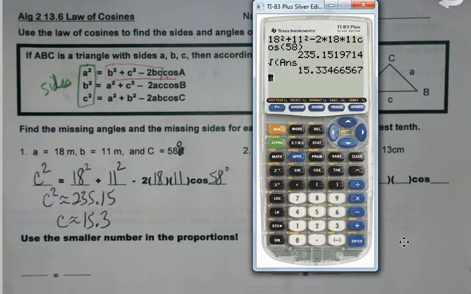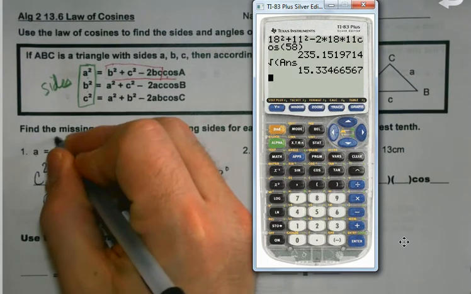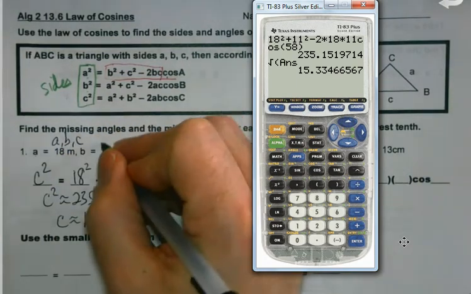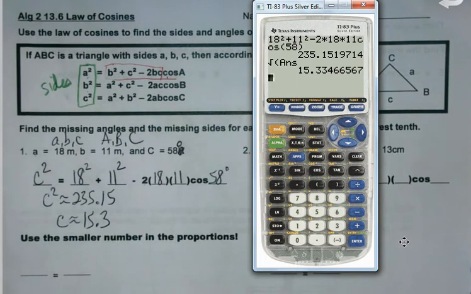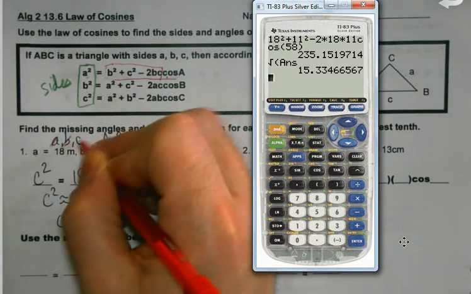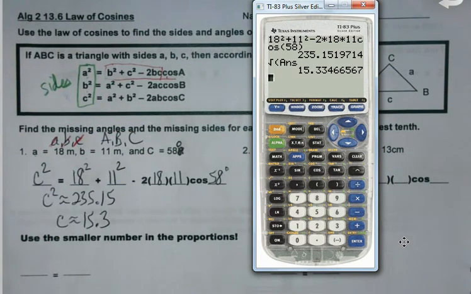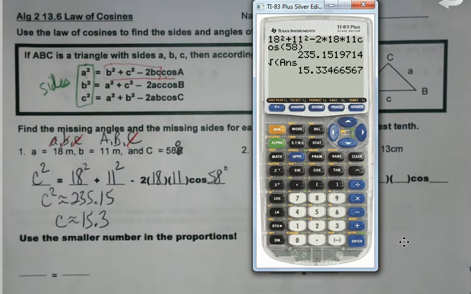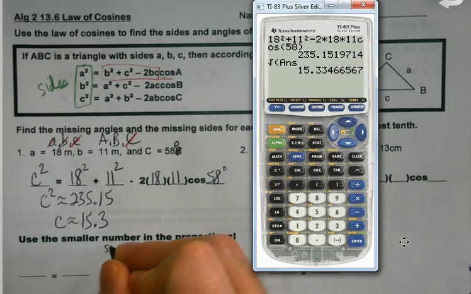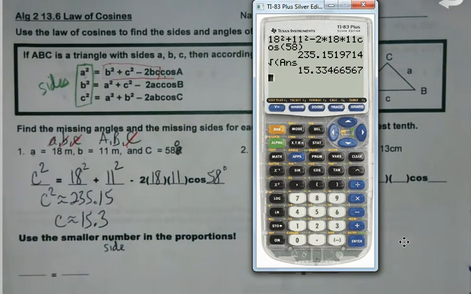Now, that's not the end, because whenever you're doing this, you not only have sides A, B, and C to know, you have angles A, B, and C to know. So what do I know right now? Well, I just finished off my sides. I have all my sides now. And I have angle C, but I don't have A or B at this point. So when it says use the smaller number in proportions, basically that means the smaller side is what you're going to want to work with here.